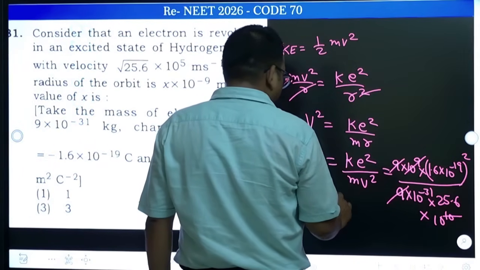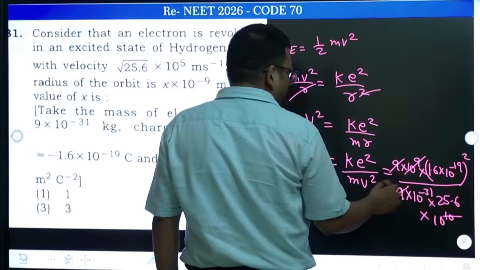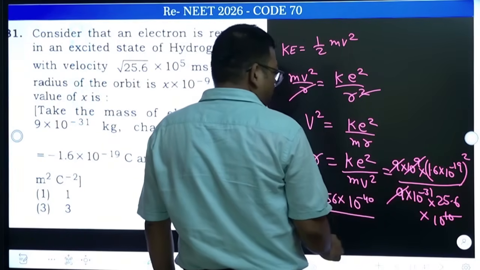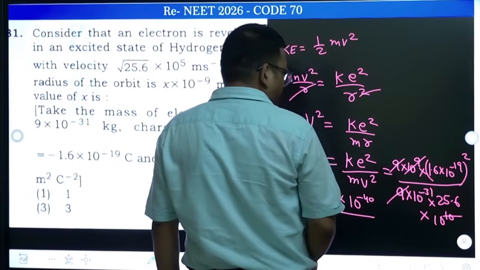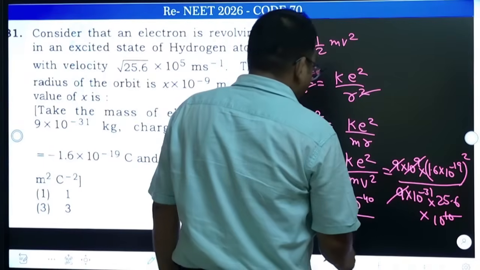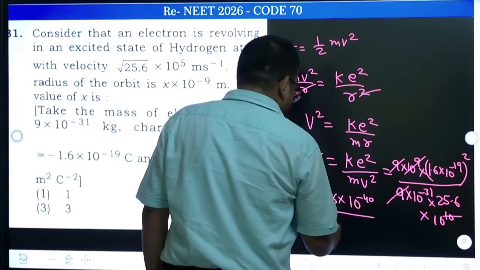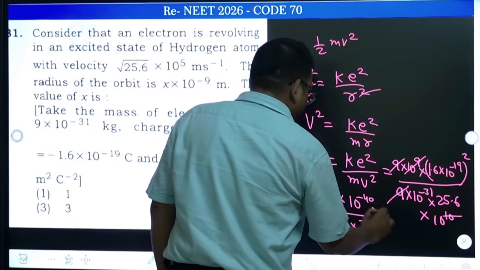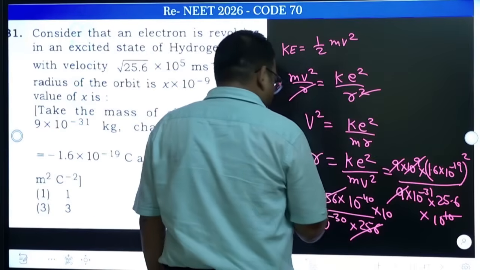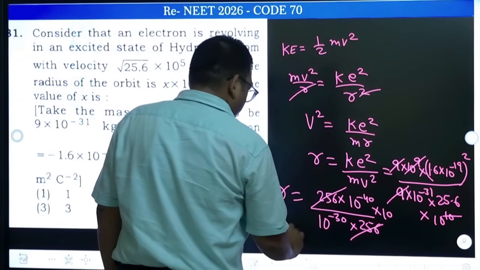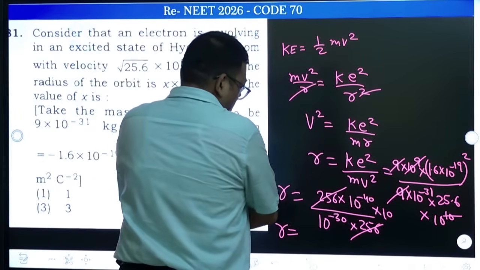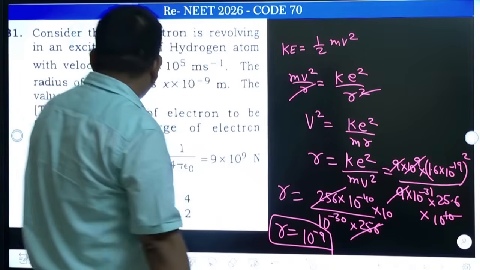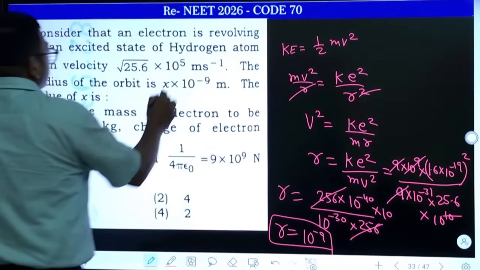So 256 will come, into 10 to the power, it becomes minus 20, minus 20 square is minus 40. Right? And this becomes how much? This becomes 10 to the power minus 30 and 25.6. Extra 10 you take here. This gone, this gone, this 30 gone. So 10 to the power minus 10 minus 9 will come. 10 to the power minus 9 will come. That means x is 1.